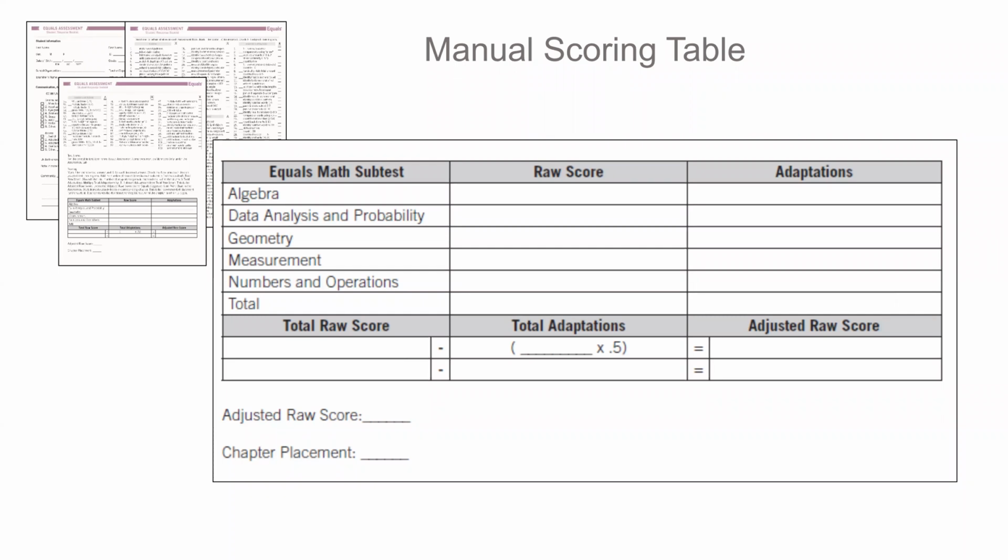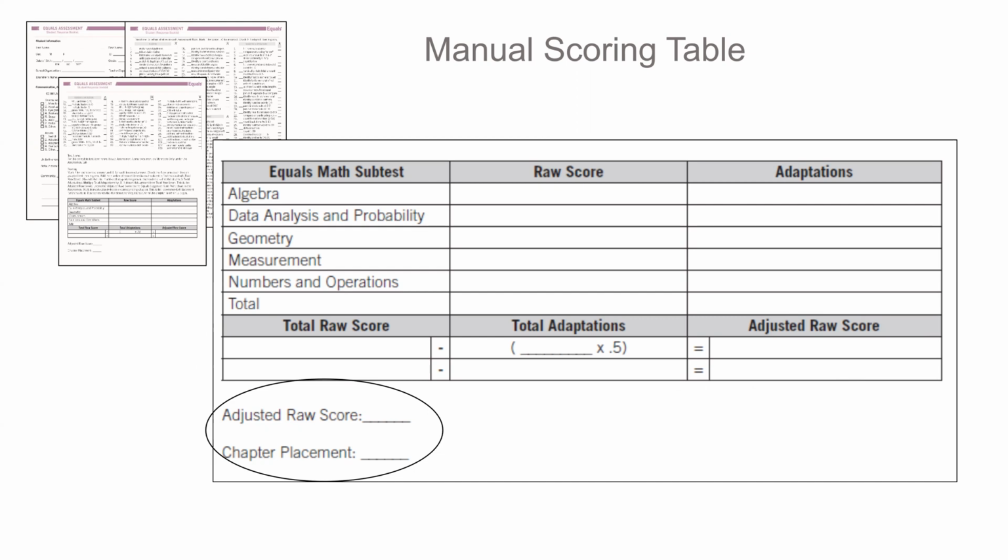This is an example of the scoring table found on the 3rd page of the protocol booklet. Calculate the raw score by totaling the correct items from each subtest in the raw score column and the number of correct adaptation items in the adaptation column. The bottom rows and columns are for calculating the adjusted raw score. Once an adjusted raw score has been calculated, write it on the line to easily reference when identifying the chapter placement found in the introduction pages of the assessment manual.